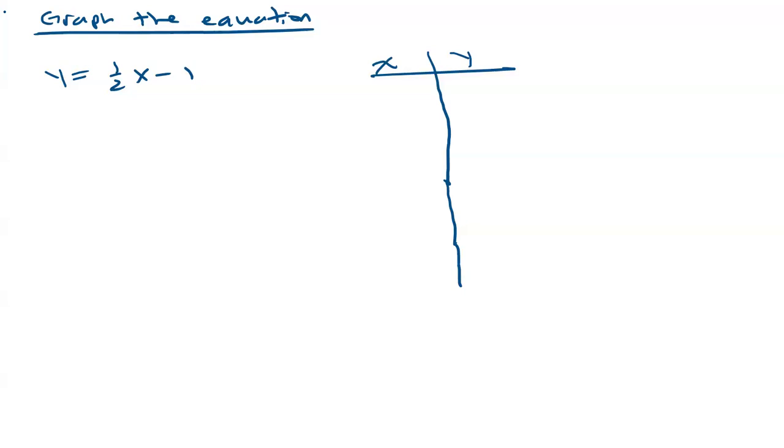Okay. This one I want to do a little bit differently because we do have a fraction in the front. You can still pick those and it's not going to be too bad to calculate them. But in this case, since we have a half, what are good numbers that are going to be divisible by 2? What would be good numbers divisible by 2 to pick?